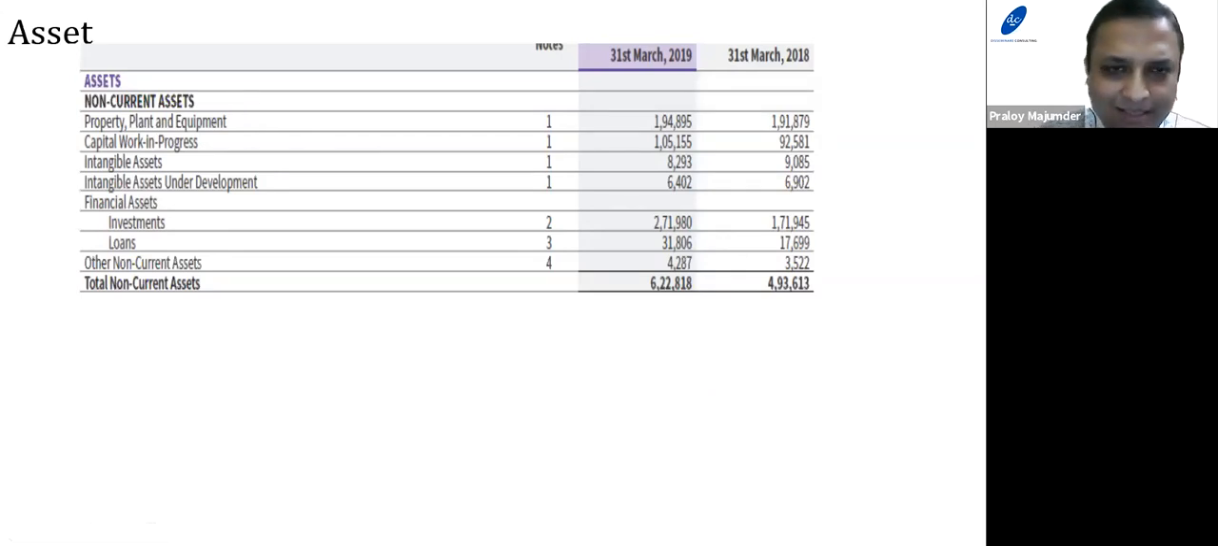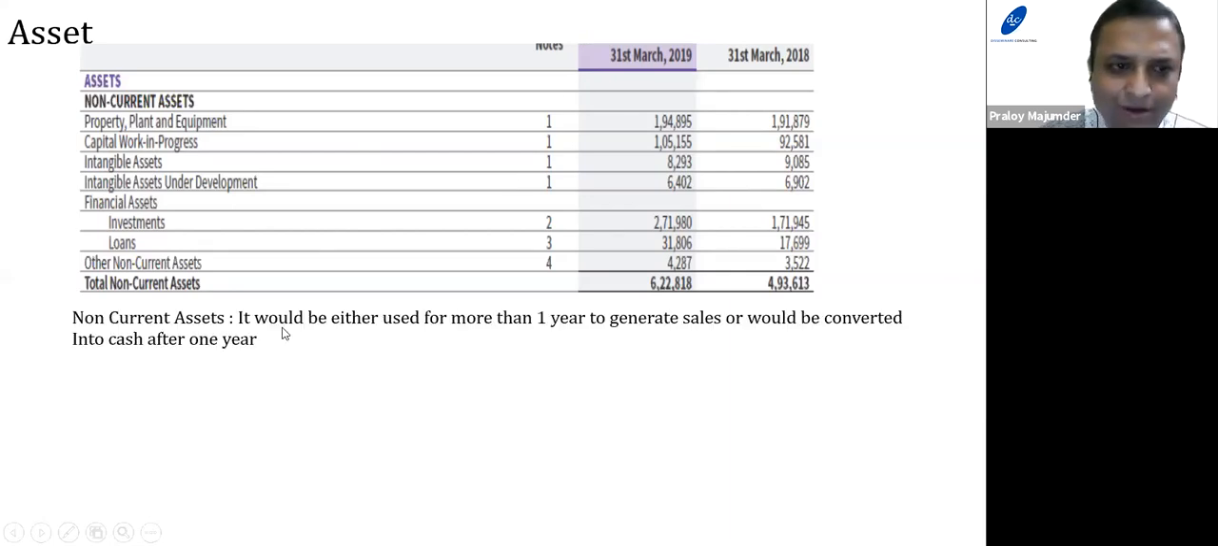One is non-current assets. Under non-current assets, if you look at it, property, plant and machinery, capital work in progress, intangible assets under development, financial assets, investment, loans, other non-current assets, and total non-current assets. The details we can get in the notes.